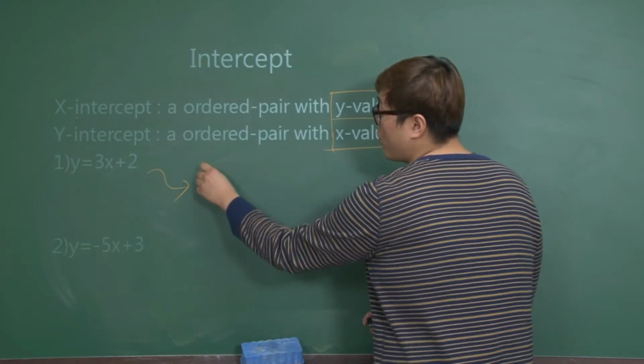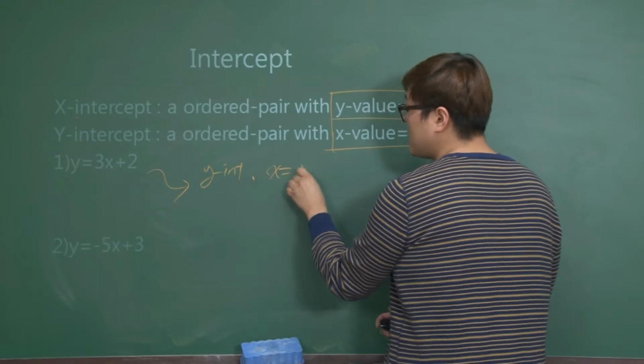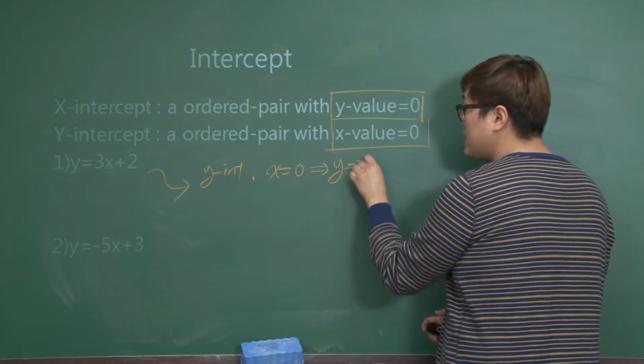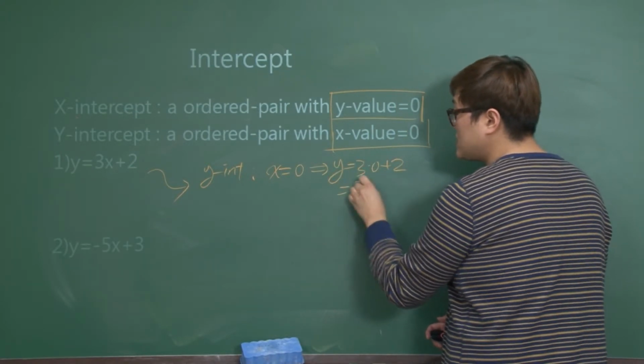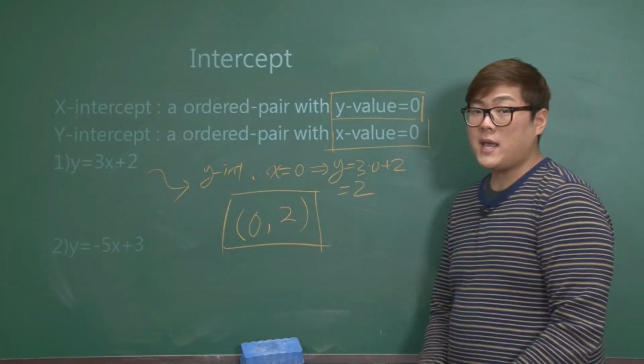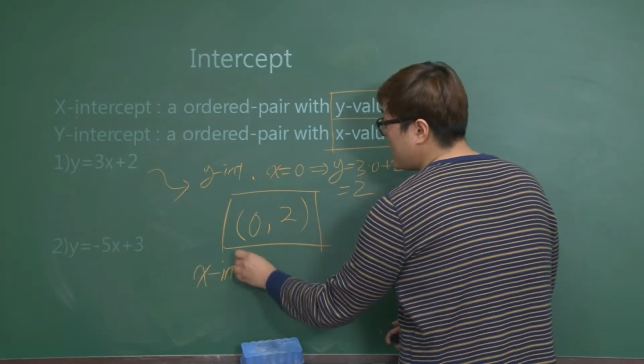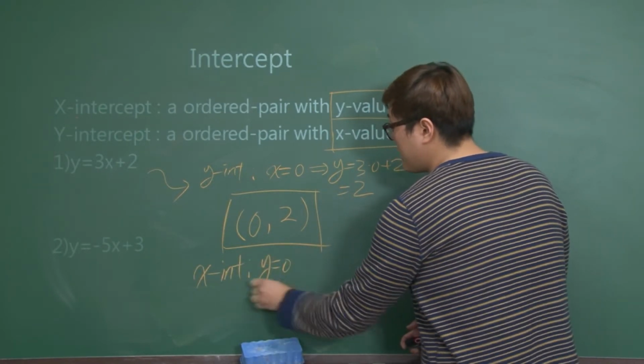So we want to find the y-intercept. It's easy. x is 0, right? So y equals 3 times 0 plus 2, which is 2. So (0, 2), this point is going to be the y-intercept.